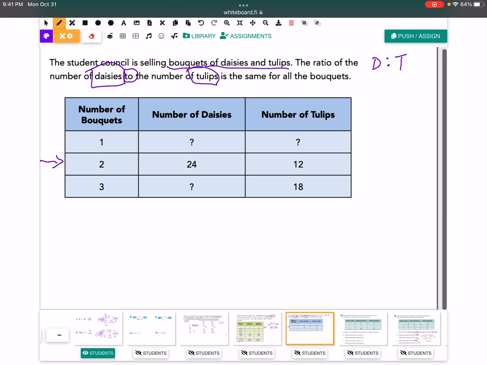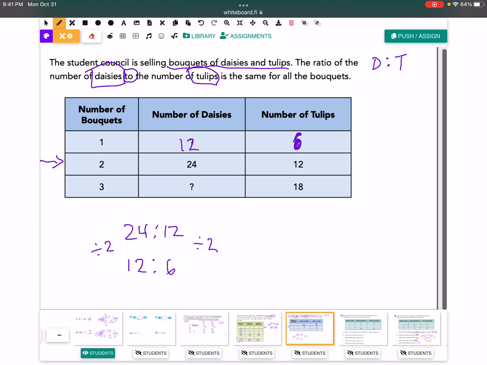Well, if you think about it, hopefully you said to yourself, just divide them by 2. So we have 24 to 12 here in our second row. If we divide each of these terms by 2, then we should have the number for 1 bouquet. And 24 divided by 2 is 12, and 12 divided by 2 is 6. So indeed, for 1 bouquet, you have 12 daisies and 6 tulips.